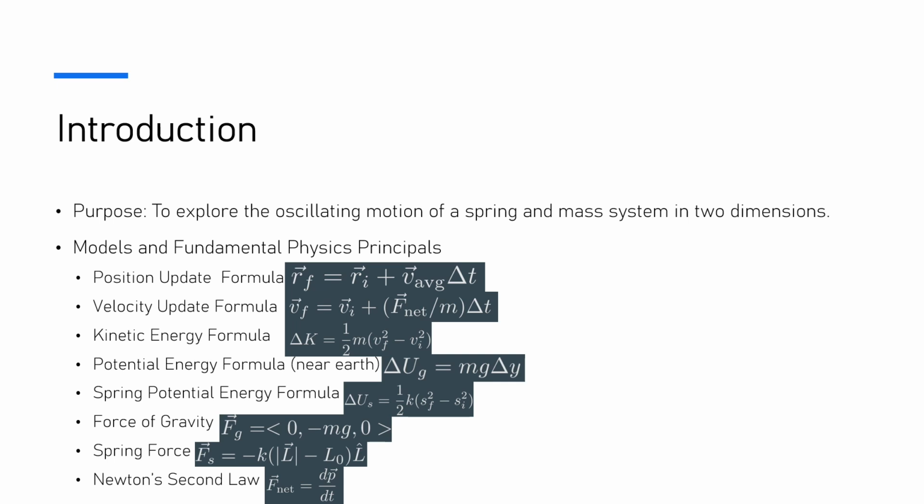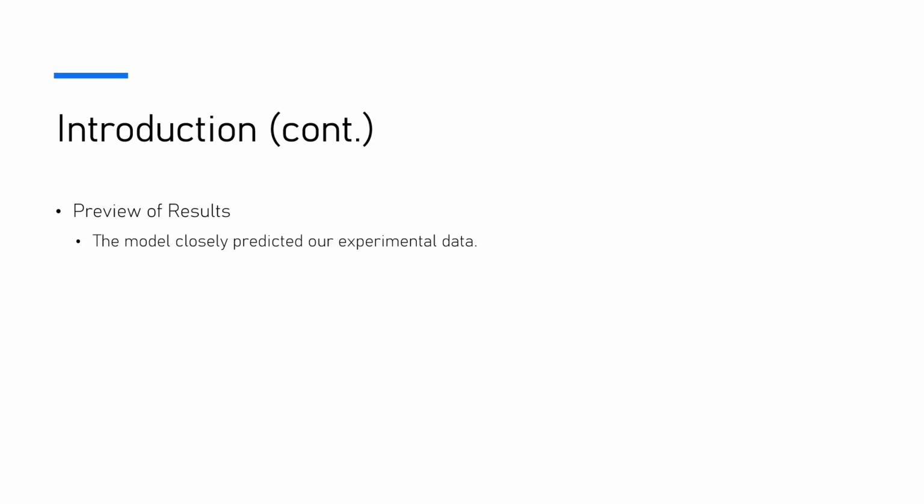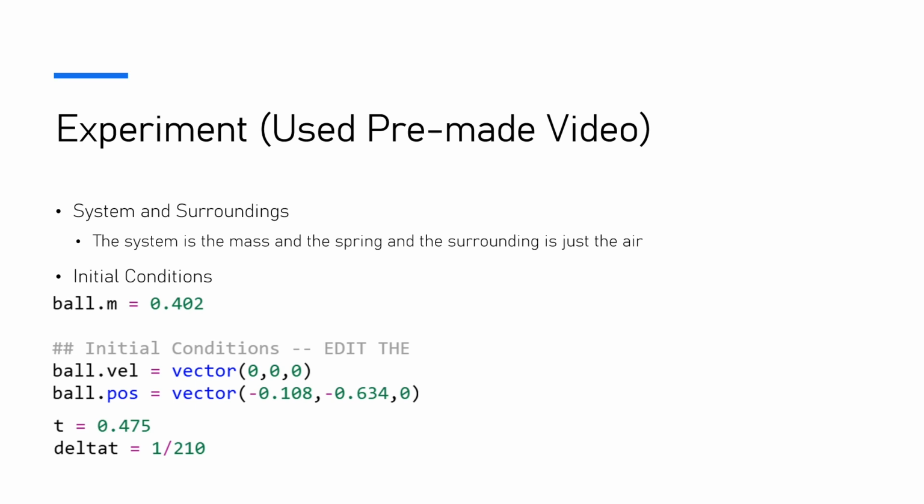The force of gravity, as we've used in the past, is Fg equals minus mg. The spring force is minus k times the magnitude of L minus L naught times L hat. Then there's Newton's second law, which we've used for every single lab, F net equals dp dt. And a little preview of our results: our model will closely predict our experimental data.